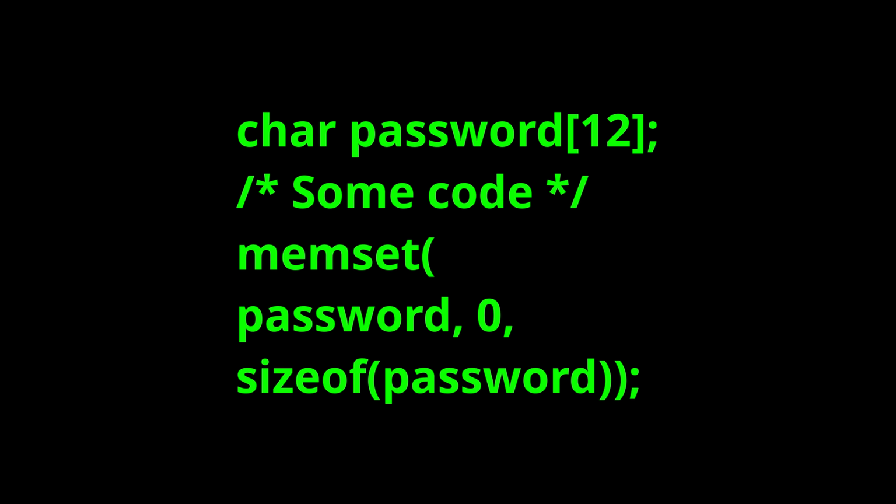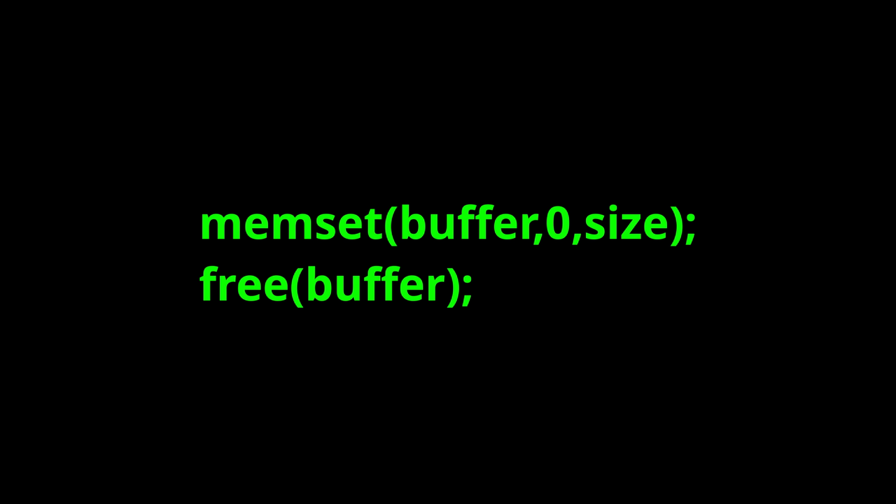Second, we can use memset to clear sensitive information, such as passwords when we're finished with them. Because functions like free don't zero out your data, it's possible that that buffer will be read in unintended places. So if you want to be extra careful, make sure to zero out your data after you're done using it.